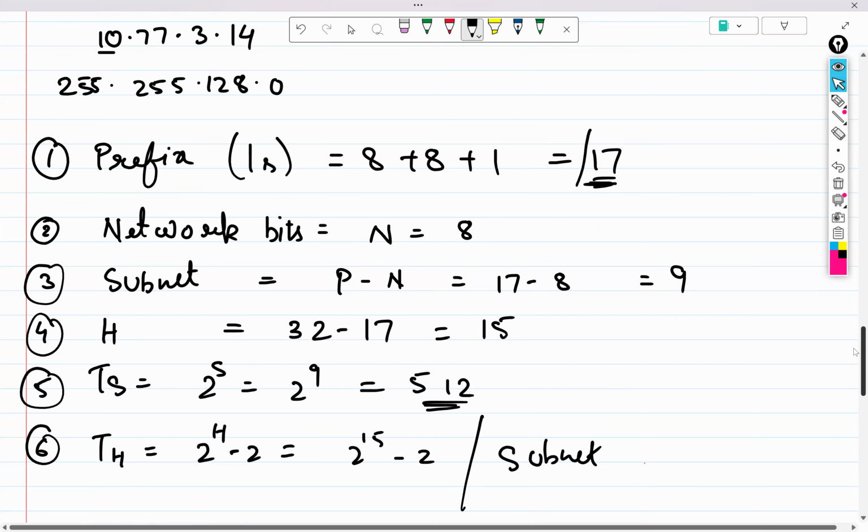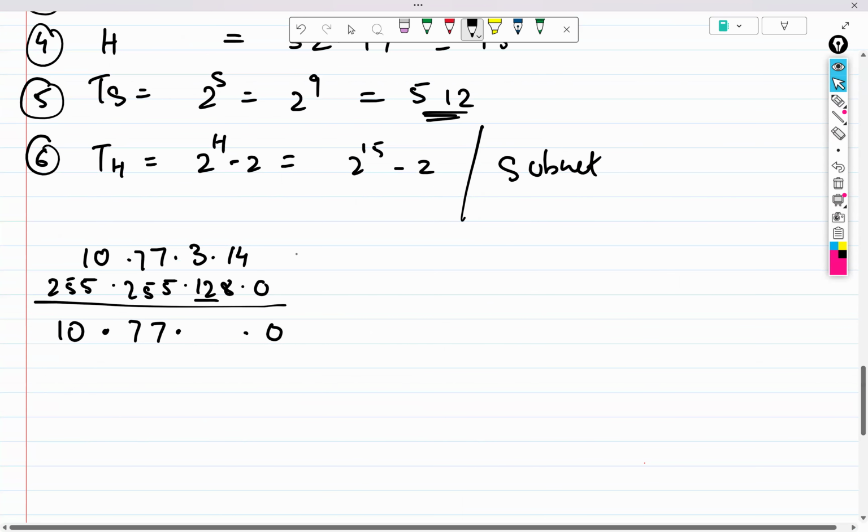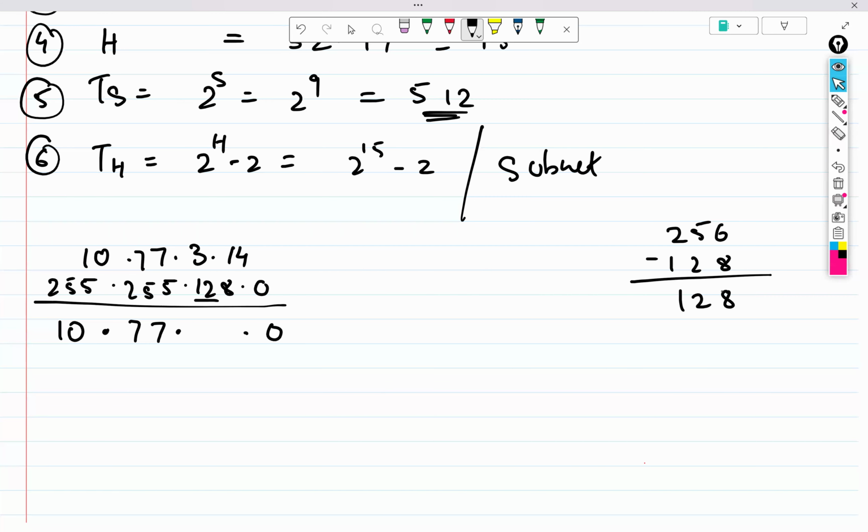I think I made some mistake somewhere. Yeah, okay. So you will have 512 subnets. All right, so our value is 128. Magic number: 256 minus 128 again gives us 128. Easy, right? We don't have to do a lot of math.